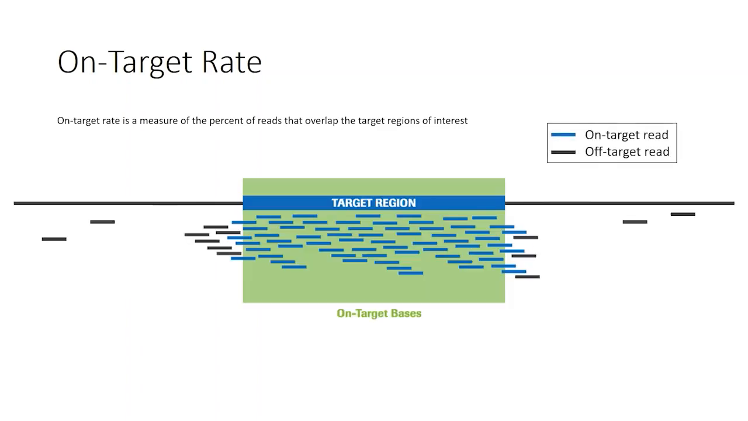I'll talk about on-target rate. On-target rate is a measure of the percent of reads that overlap the target regions of interest. This is what I'm talking about. The target region of interest is in blue, surrounded by the green box. All of the blue lines are on-target reads, even if they're not completely inside the target region of interest. So you want more of those blue reads, fewer of the gray reads. The gray reads are off-target reads. Ultimately, the higher the on-target rate, the less sequencing is needed.